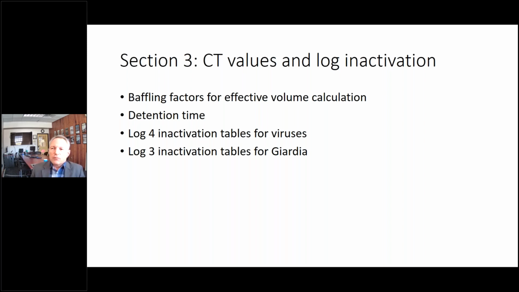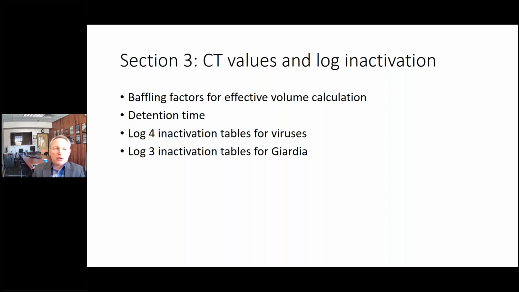In the third section here, section 3, we're going to be looking at CT values now. CT, once again, simply means the concentration in milligrams per liter times the time in minutes. And we're going to be looking at these factors. First of all, what they call baffling factors for tanks, and that's going to affect the contact time. When you have some short circuiting, you get less credit for the tank volume.